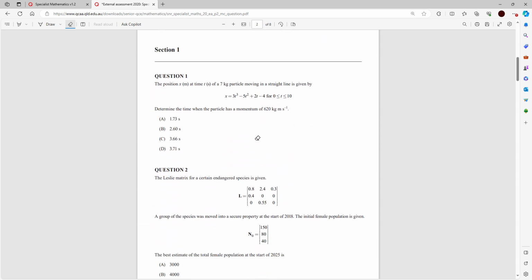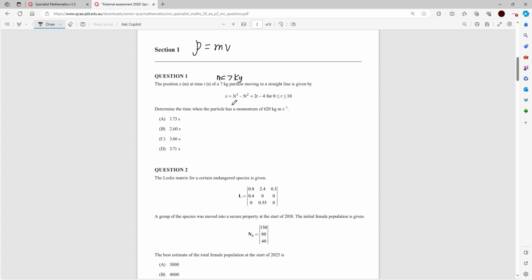So question 1. The position x meters at time t seconds of a 7 kilo particle moving in a straight line is given by this equation. Determine the time when the particle has a momentum of 620 kilograms meters per second. With this question, we need to understand what momentum is. Momentum is mass times velocity. We've got the mass is 7 kilos.